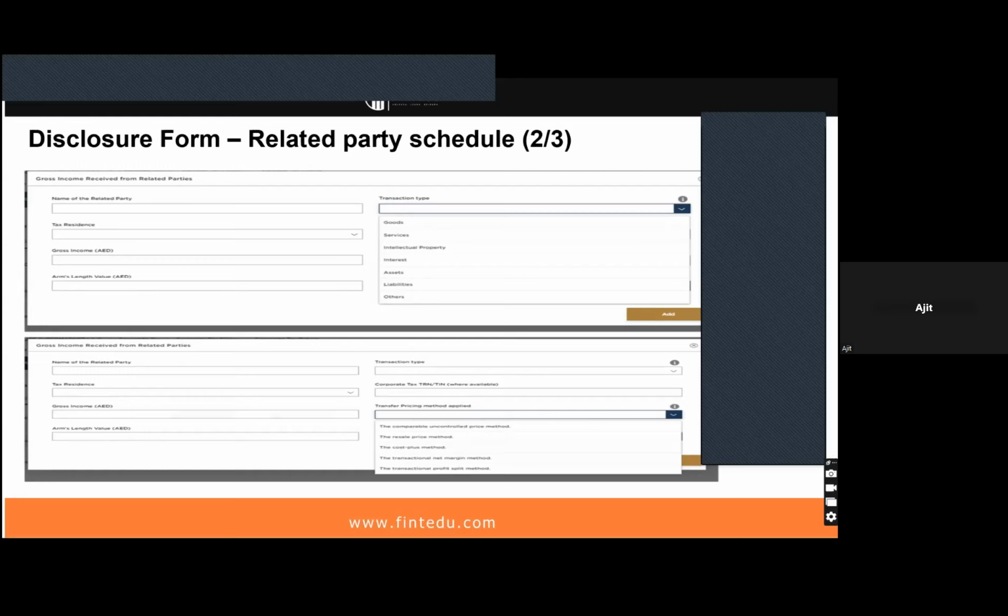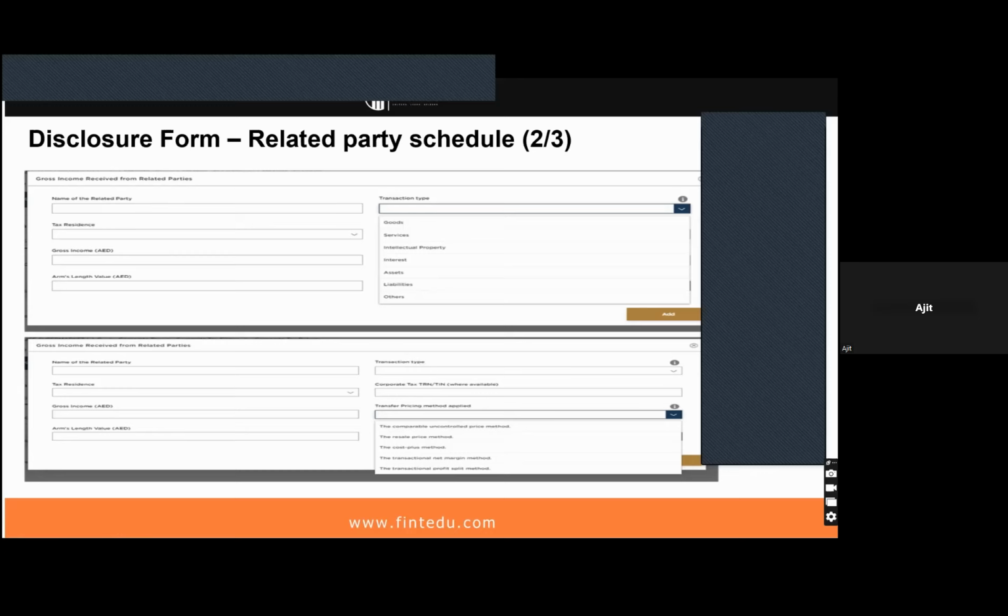Talking about the transaction type, there are different transactions. There can be goods, services, intellectual property, interest, assets, liabilities, and others. In any transfer pricing arrangement or transaction, there are these broad types of transactions: goods, services, IP, interest on loans, assets. Now, there is also liability. Surprisingly, they have included it. Liability can be in terms of a loan, or there can be a contingent liability also.